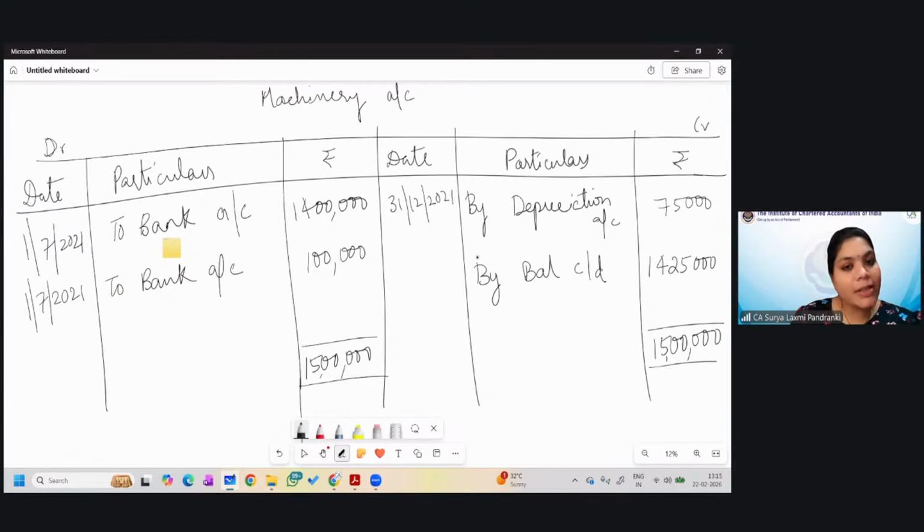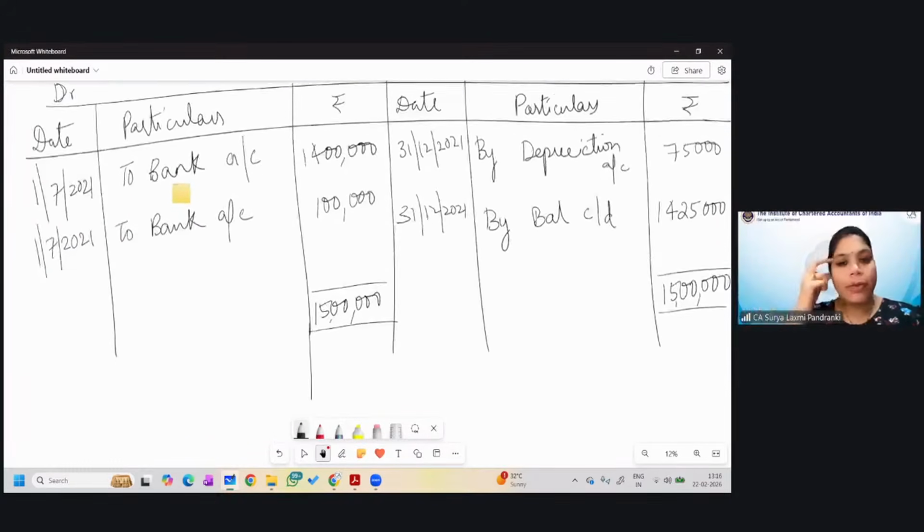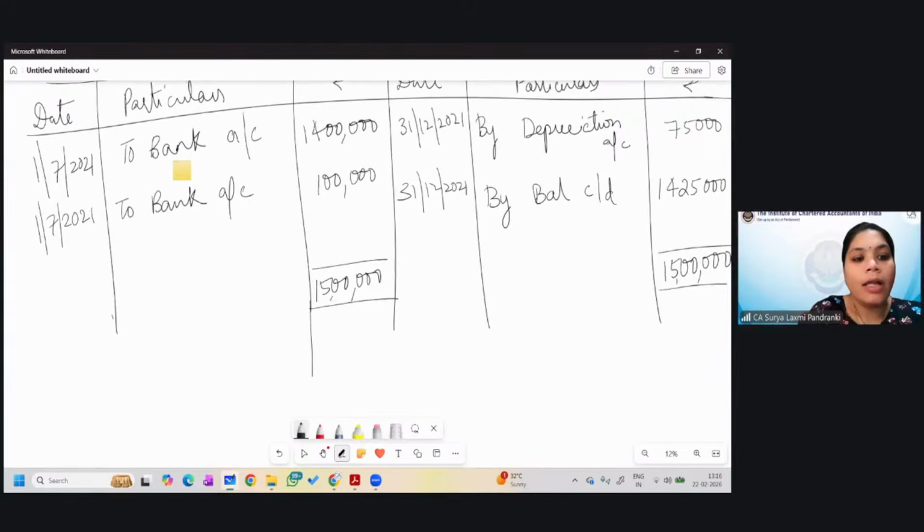In 2021, you have purchased the machinery, you provided the depreciation, and then you closed the account by taking the balancing figure. Reshma, what is your query? You first do the machinery account and you can show the working note below. You can draw the account first and then you can show the working note later. Okay. Now, what will happen to this balancing figure?